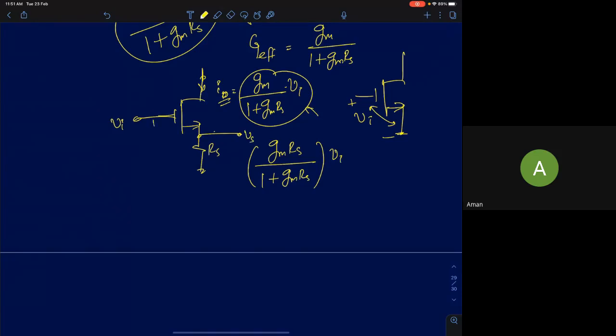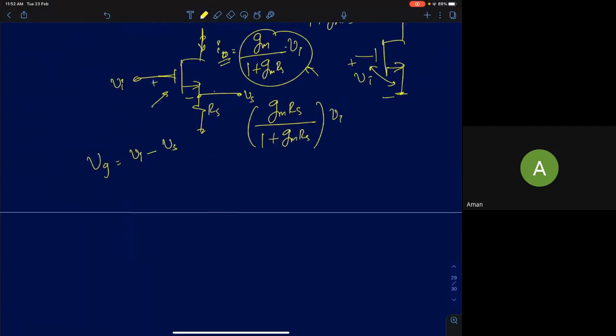So what is the voltage across the MOSFET, VGS? It is Vi minus VS, where VS is given by this. What will the gate to source voltage be in terms of Gm and Rs? Can I say it is 1 minus Gm Rs by 1 plus Gm Rs, which will be 1 by 1 plus Gm Rs?